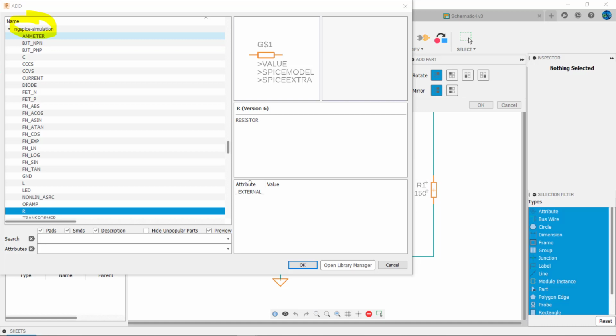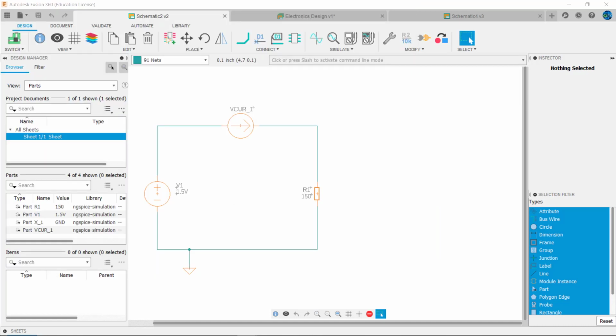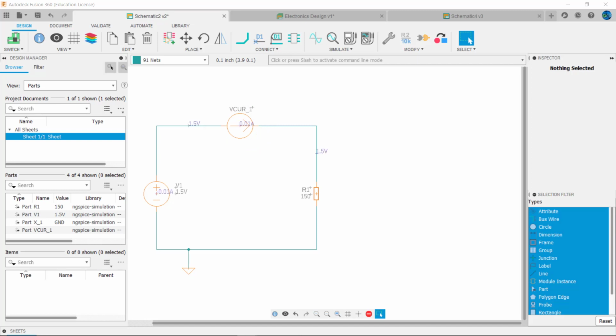If we add parts from the NGSpice library, Fusion can simulate the circuit's operation. Here we've made a simple circuit consisting of a resistor R1 connected to a 1.5 volt power supply V1. Vcur1 is an ammeter that we've placed in the circuit to measure the current. When we simulate the circuit, Fusion will calculate the node voltages and the current measured by the ammeter. Let's check the voltage calculation using Ohm's law. Recall, V equals I times R. So, V equals 0.1 of an amp times 150 ohms, which equals the applied voltage of 1.5 volts.